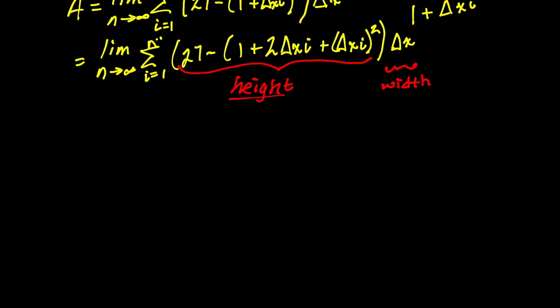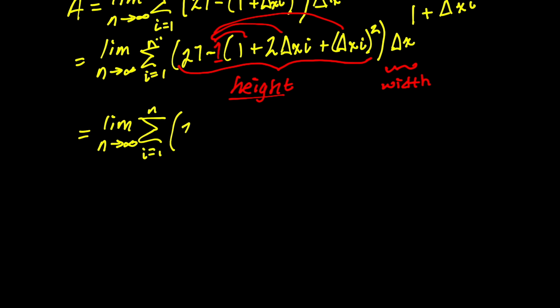So let's continue simplifying here. Now remember, there's an invisible 1 here. So that has to be distributed on each one of these terms. So that brings us to the limit as n goes to infinity of the summation i equals 1 to n of 27 minus 1. Okay, so I have negative 1 times 1.